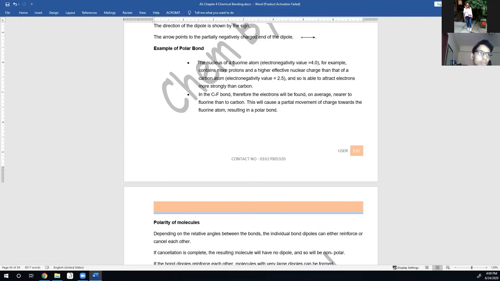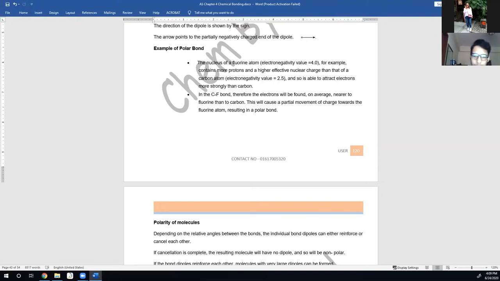So, we know that in ionization energy, as we go down the group, the number of protons and electrons are increasing. So when the number of protons and electrons increase, the effective nuclear charge also increases, which basically means that the ability to attract electrons increases.